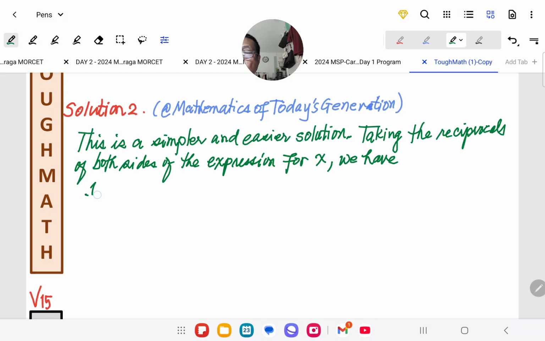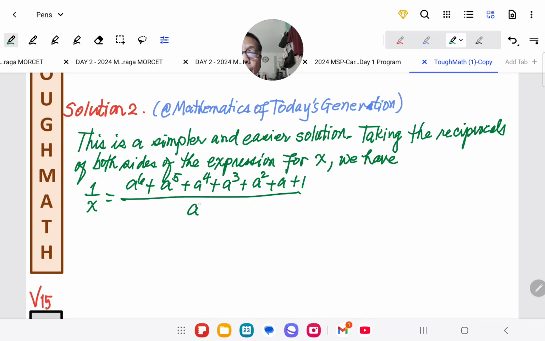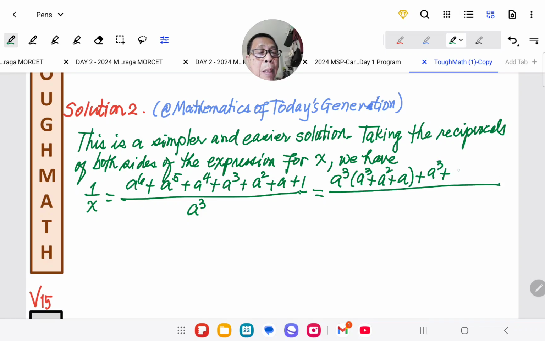We have 1 over x is equal to a to the 6 plus a to the 5th plus a to the 4th plus a cubed plus a squared plus a plus 1 over a cubed, which we can rewrite as a cubed times a cubed plus a squared plus a, plus a cubed plus a squared plus a plus 1 all over a cubed.